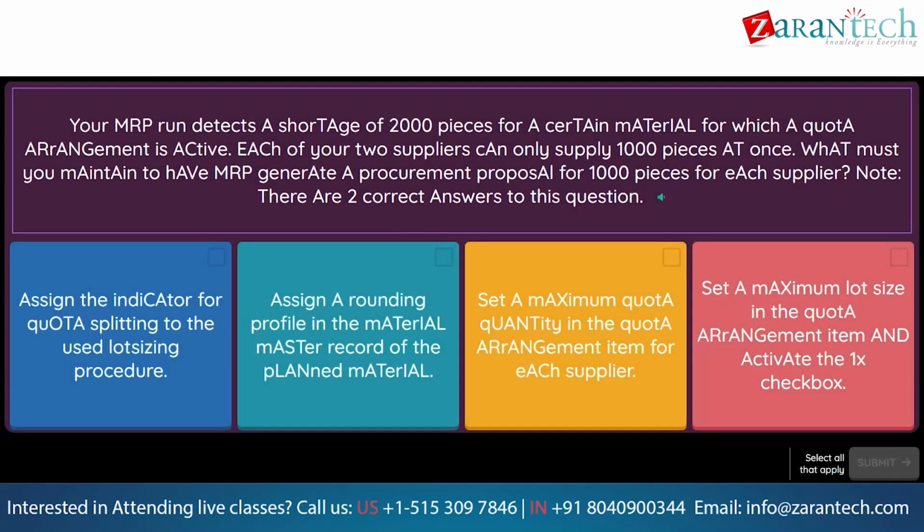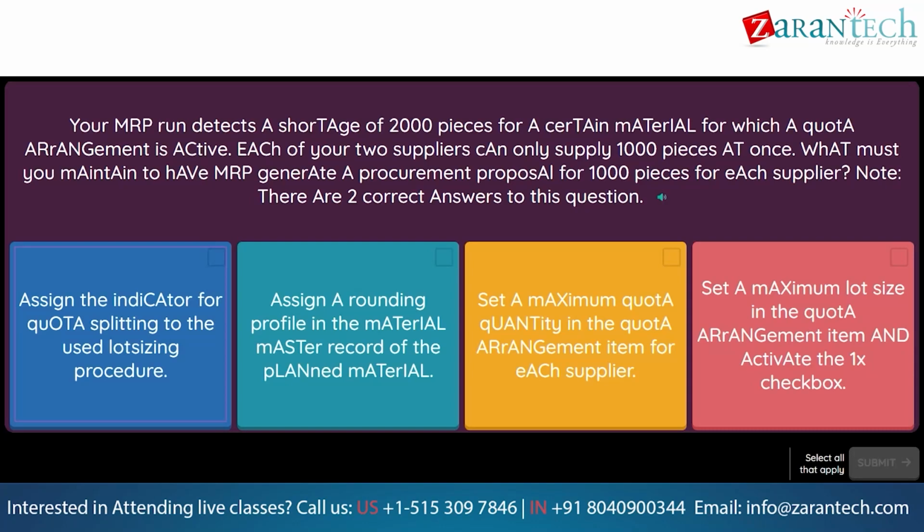Question: your MRP run detects a shortage of 2,000 pieces for a certain material for which a quota arrangement is active. Each of your 2 suppliers can only supply 1,000 pieces at once. What must you maintain to have MRP generate a procurement proposal for 1,000 pieces for each supplier? Note, there are 2 correct answers to this question.